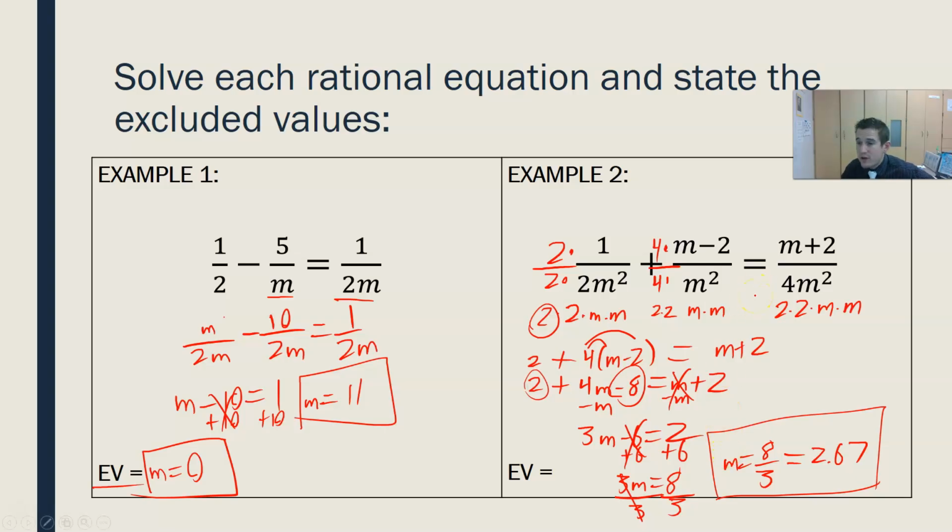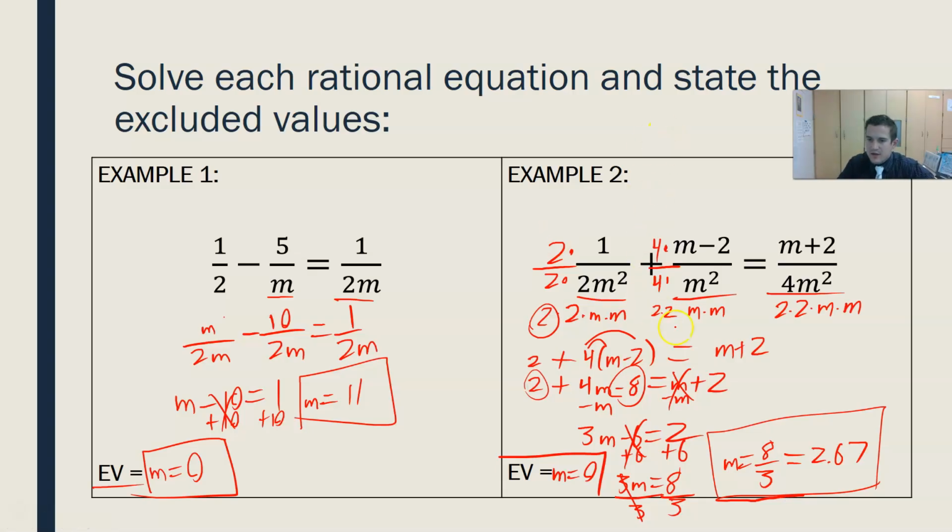So I need to really quickly check that none of my solutions are also excluded values. If I look in the denominator before I simplify anything, when m is equal to 0, that will give me an excluded value because that will make me divide by 0. But I don't have 0 as a solution, so I don't have any extraneous solutions. 8 thirds, or 2.67, that's fine. That's a good solution. That's going to work for me.